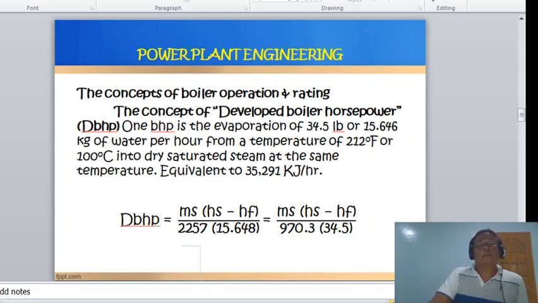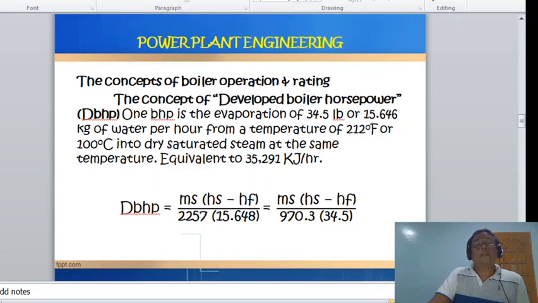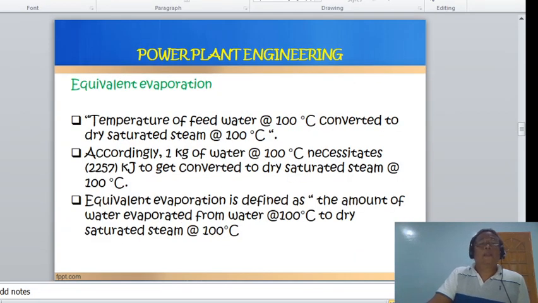But in order for you to be familiar with the concept of the boiler, we need to know what are those things which are important in the discussion of the boilers. Another is the equivalent evaporation. For the equivalent evaporation, the feed water at 100 degrees Celsius is converted to dry saturated steam at 100 degrees Celsius. So take note, feed water at 100 to saturated steam at 100. Accordingly, 1 kilogram of water at 100 necessitates 2257 kilojoules, which is also equivalent to 970.3 Btu.